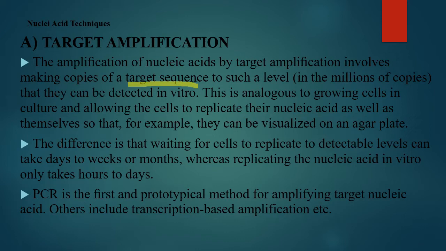The next point is that waiting for cells to replicate to detectable levels can take days to weeks or months, whereas replicating the nucleic acid in vitro only takes hours. So the advantage here is time. If you want to study a particular portion, you can't be waiting for months or weeks or days before you can get your target sequence. But with PCR, you're able to identify that portion, multiply that portion in hours, and then take it out for use. So that's what the last point is saying.